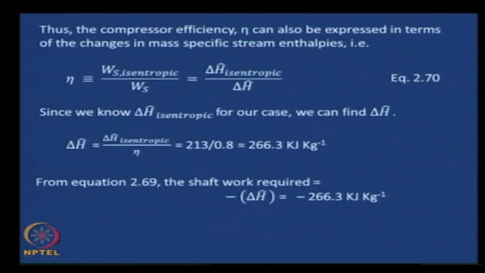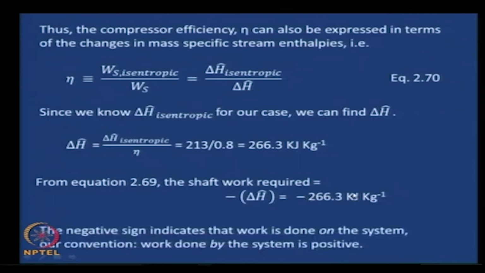You might wonder about this minus here, what sense does it make? That minus comes in because of our convention. Note that the negative sign indicates that work is done on the system, which makes sense; work needs to be done on the compressor for it to work, and therefore, this minus just indicates that work is done on the system. We do not have to worry about that anymore. Our convention has been that work done by the system is positive, therefore work done on the system is negative, that is all this indicates. Therefore, an amount of 266.3 kilojoules per kilogram of steam work needs to be done on the compressor.